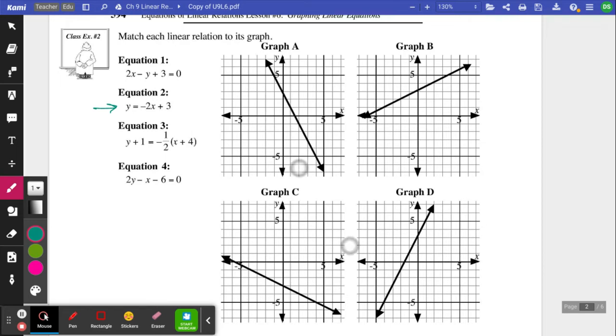This is A. So I'm done with this. I don't need to look at that one anymore. Okay, I'm done with A. All right. The other ones I can't really tell by looking, so let's quickly rearrange.